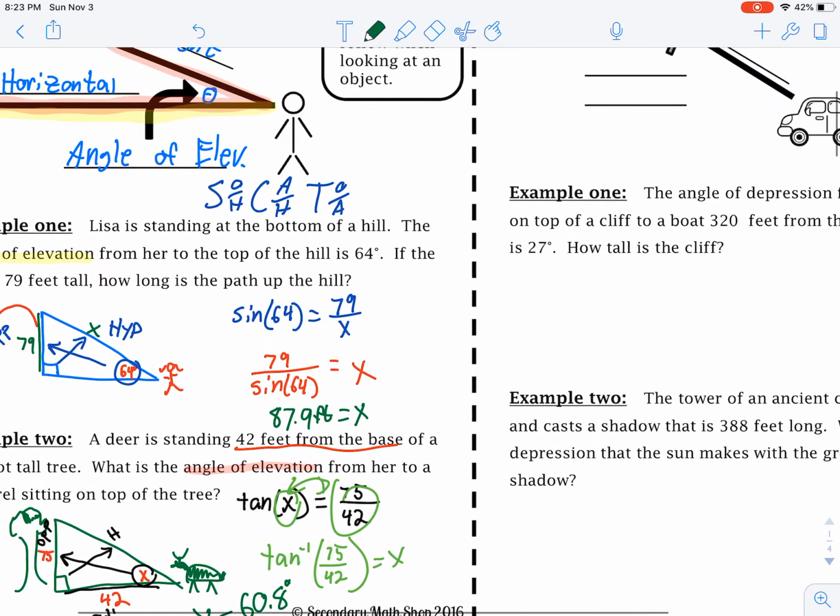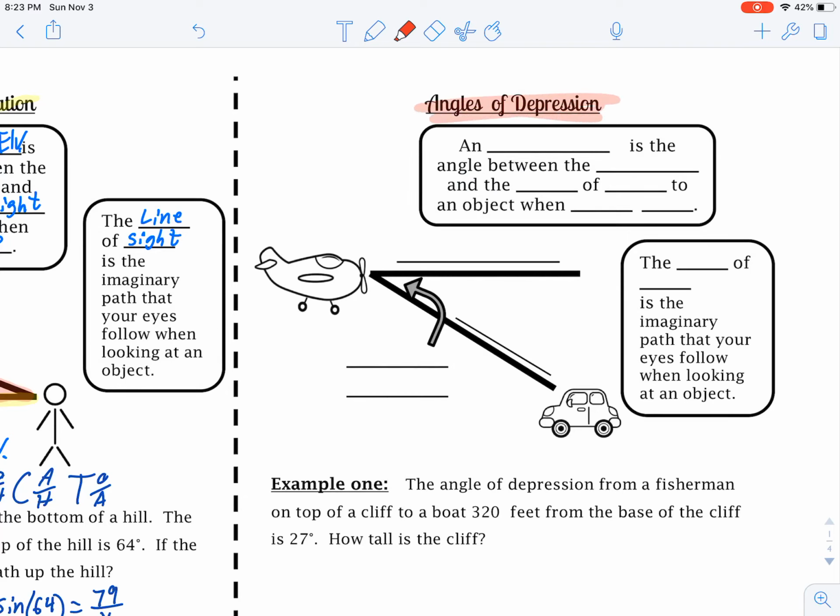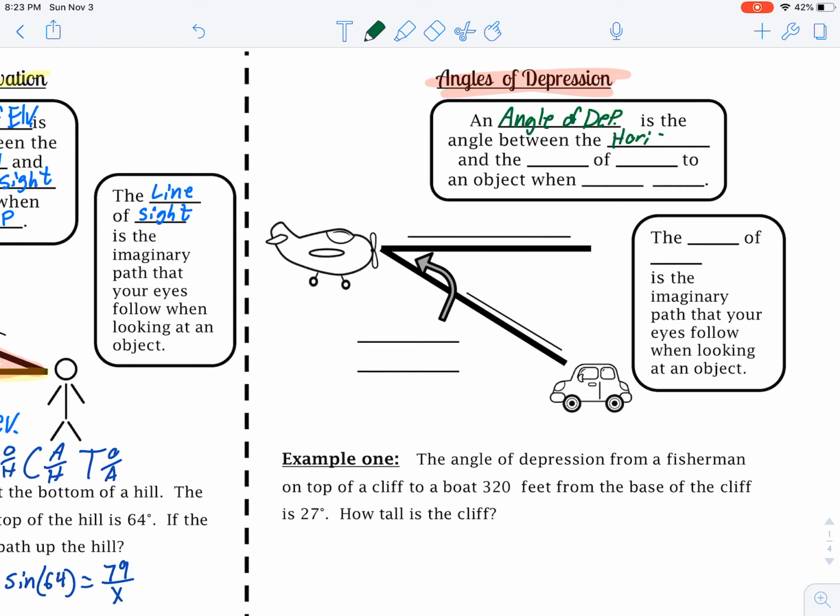Let's go over to the next slide, where it says angle of depression. Okay. No, not the depression like you're sad, but it can kind of help us remember what to do here. So, angle of depression. An angle of depression is the angle between the horizontal and the line of sight.